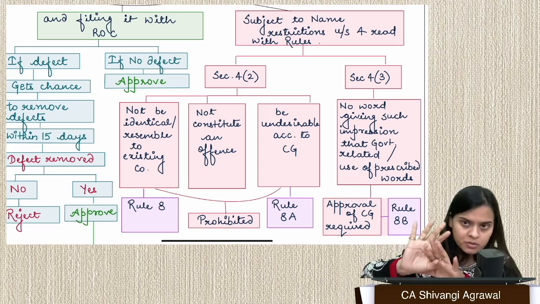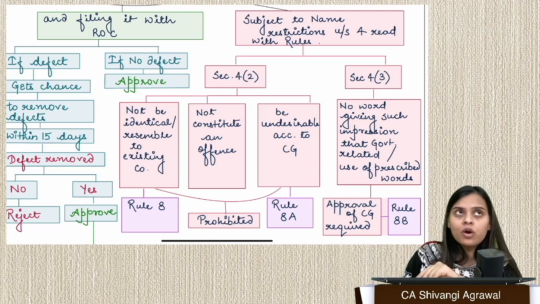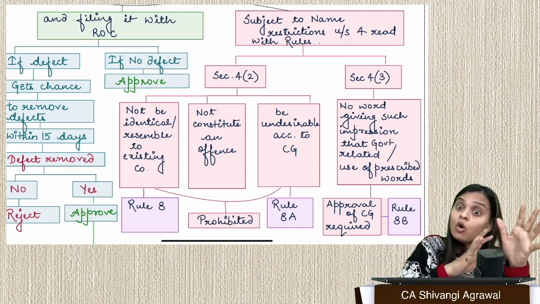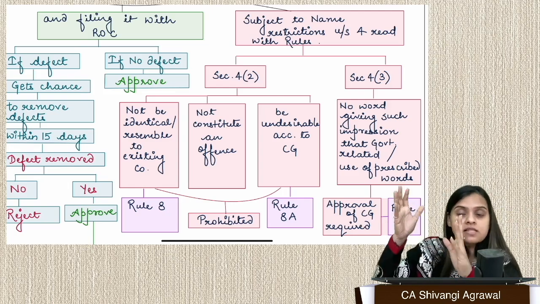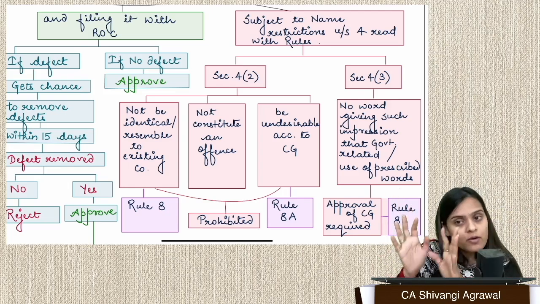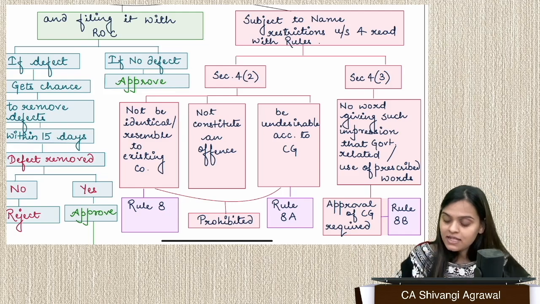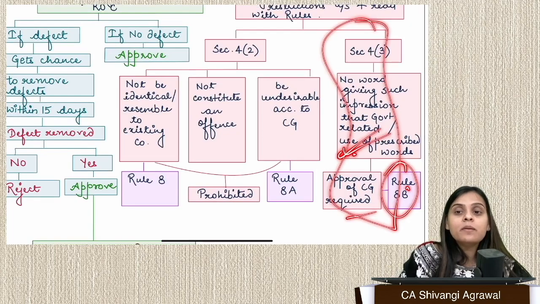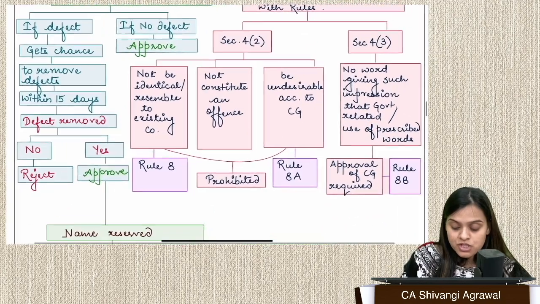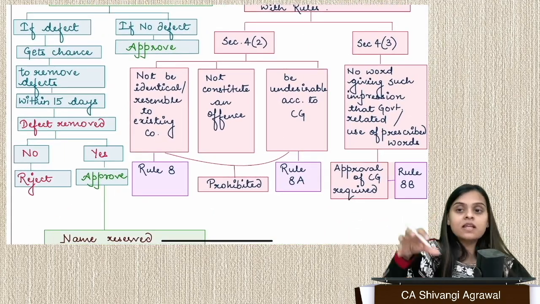These are completely prohibited. Apart from that, if you want to use a word like board, minister, or panchayat, you need to obtain prior approval of central government. So any such word which gives an impression that you might belong to government needs approval of CG. Plus, there are certain prescribed words, like I said, they also need approval of CG. So, in such cases, Rule 8B, along with this, they need approval of CG. So, once you get approval of CG, then you can use such terms in the name of your company.